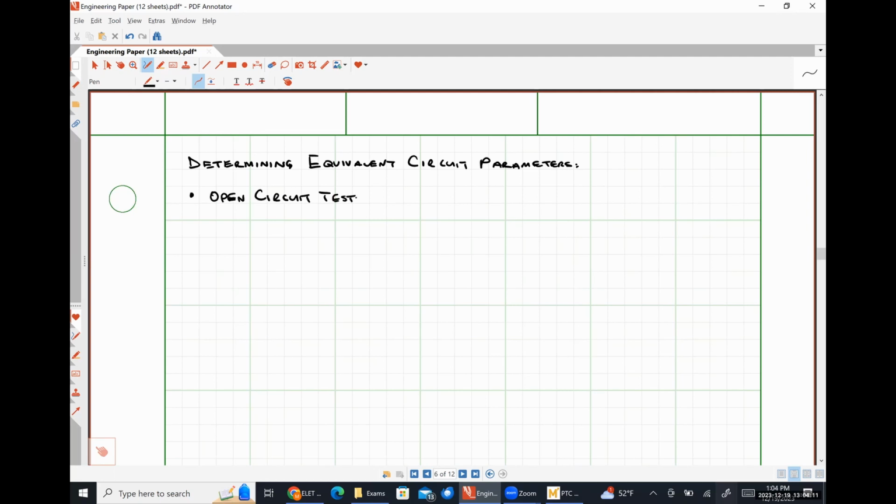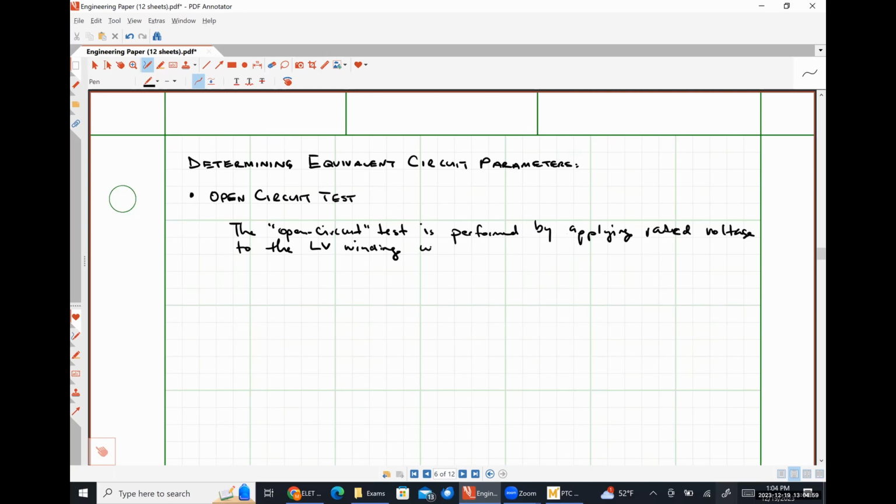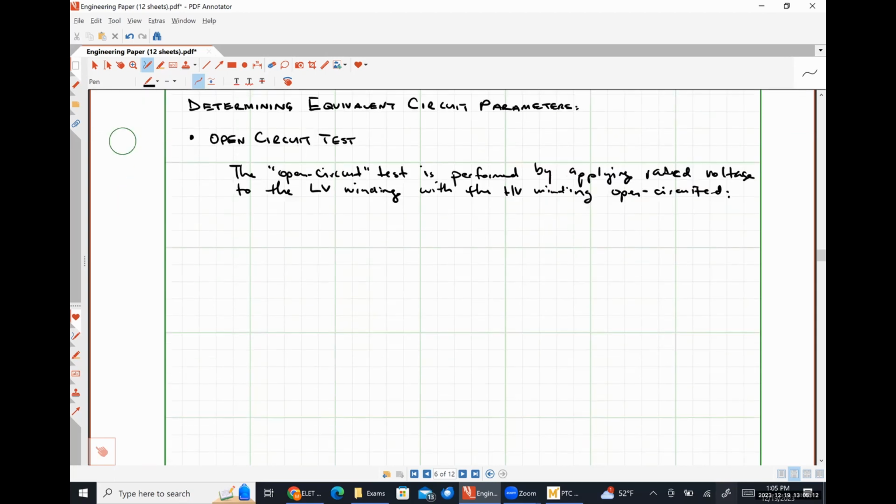So typically, the open circuit test is performed by applying rated voltage to the low voltage windings with the high voltage winding open circuited. Excuse me, I got that backwards at first. The short circuit test must be done the other way. So that'll look something like this.